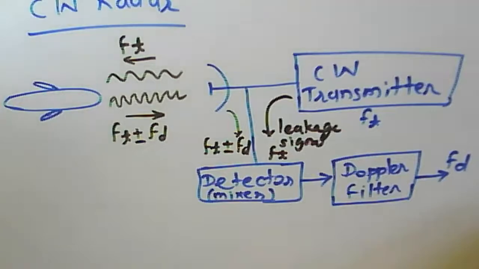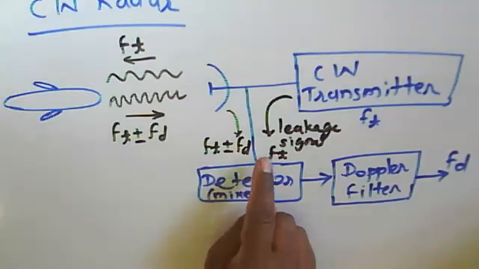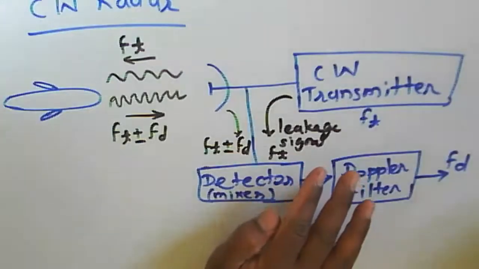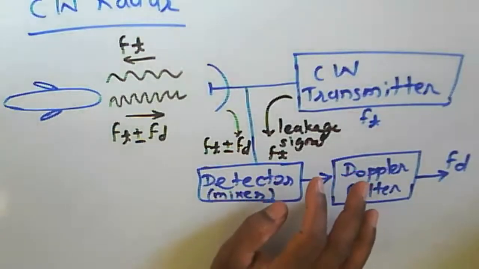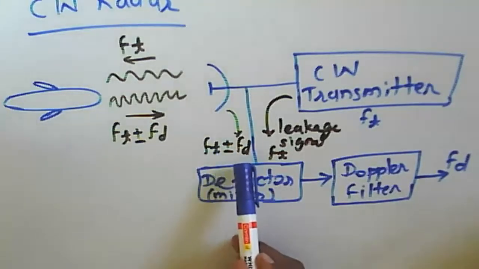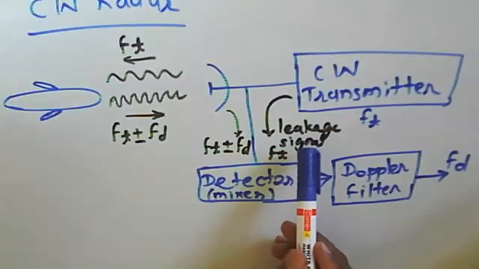And sometimes there will be a leakage signal, and that leakage signal can act as a reference signal, and that will be used to determine what will be the changes in the frequency. And here we have a detector. At the detector we are getting the echo signal, and that echo signal is of a frequency of FD plus or minus FD here, as well as a leakage signal for the reference purpose.